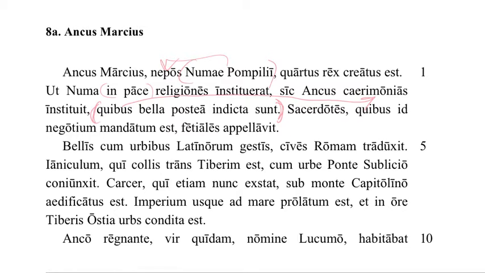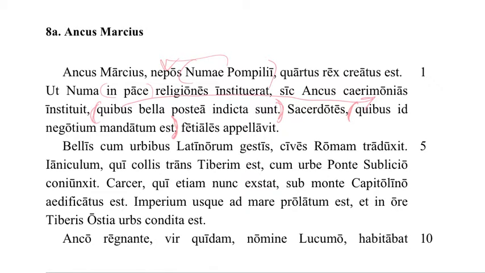We'll keep going there. Sacerdotes, quibus id negotium mandatum est, vetiales appellavit. So, sacerdotes, nominative or accusative plural. Hold that thought and we'll have to find out because we're not sure yet. Oh, we've got another quibus, another relative clause coming up. Starts there, ends there. Id, subject, direct object, not sure because it's neuter. So we have to keep going again. Id negotium, I'm anticipating that id modifies negotium, this business or responsibility. Oh, mandatum est, there's your verb.